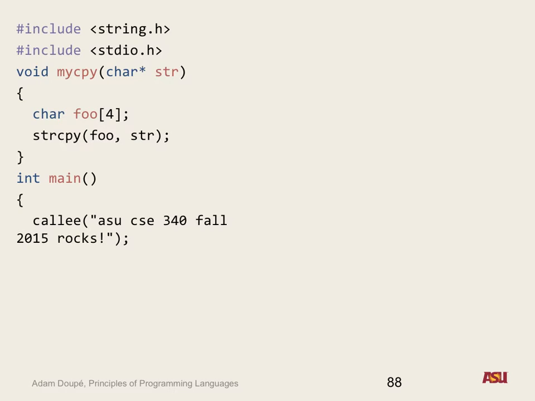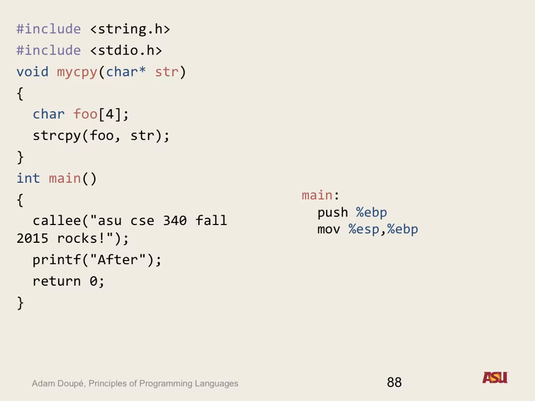You can see I used this a year ago and clearly didn't update it. I actually just copied this right before class. Okay, so we're gonna call it like this. We're gonna print after, we're gonna return zero. So, we can look at how this is compiled just the same, right?